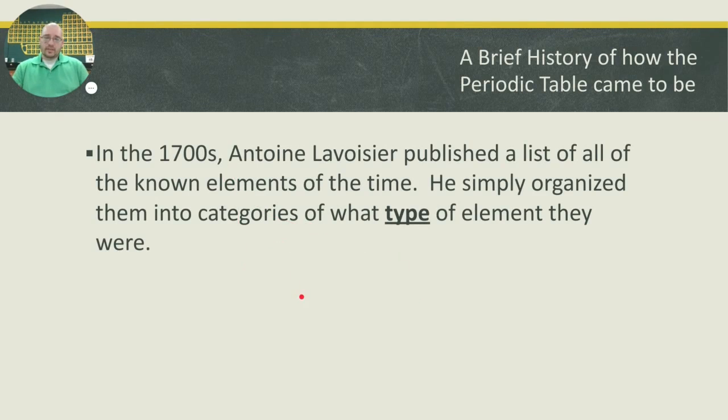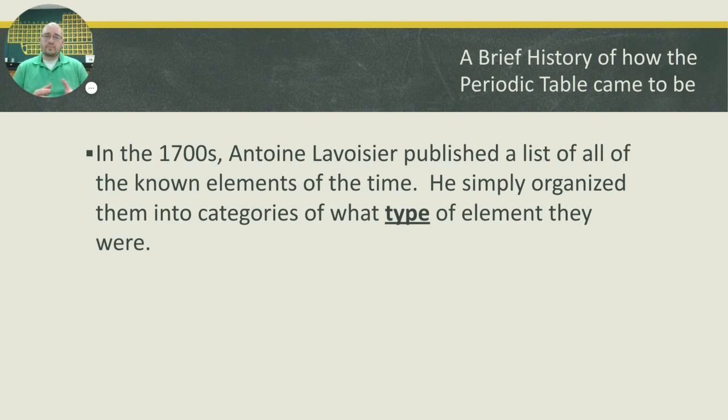So in the 1700s, a guy by the name of Antoine Lavoisier published a list of all known elements of the time. And he simply organized them into categories of what type of element they were. They had slightly different categories back then: you had metals, gases, and earths, which is what we would call non-metals now. Before Lavoisier did this, there were just some people who had lists. He published a list of all known elements, organized by what type they are. And it was kind of the first grouping of known elements.